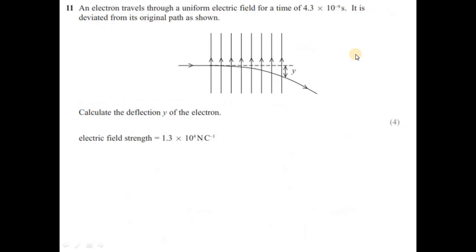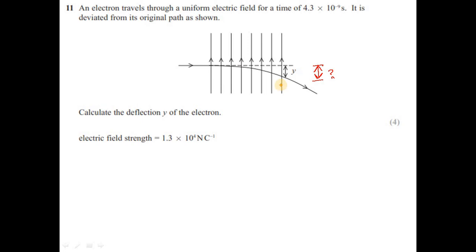Question number 11. An electron travels through a uniform electric field for a time of 4.3 × 10^-9 seconds. It is deviated from its original path as shown. Calculate the deflection y of the electron. The electric field strength is 1.3 × 10^4 newton per coulomb. So we need to find this distance, this deflection.